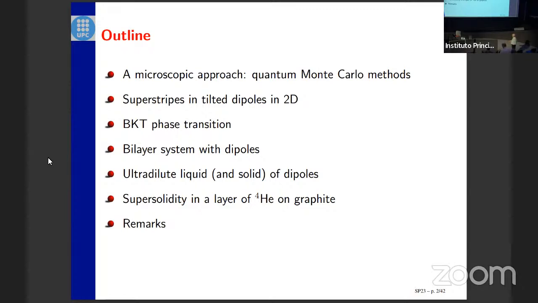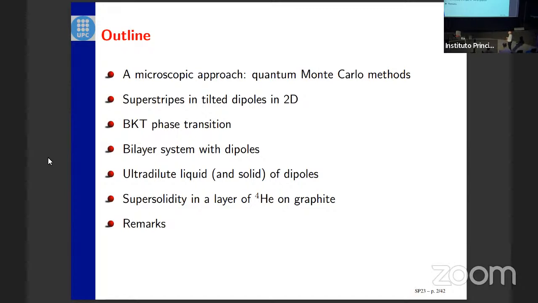I will comment about superstripes. There's a fashionable way of producing a kind of supersolid using tilted dipoles in 2 dimensions. It connects with the talk before by Lorien. I think there is a lot of interesting physics to do in 2D. I will show our results about this Berezinskii-Kosterlitz-Thouless phase transition that has been discussed here for a long time. I will show our perspective, as people doing microscopic simulations, about this transition.